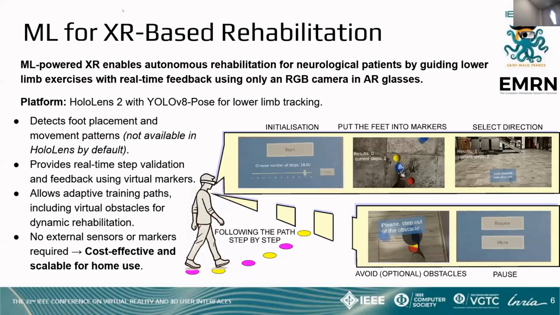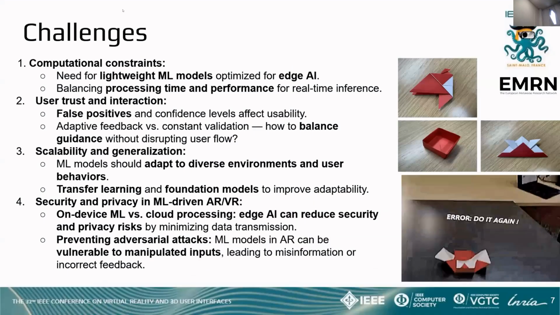And the last thing we also implemented is a system for helping people in rehabilitation. And this is also based on the same technology. Everything sits inside and is making it possible to follow the path to train your lower limbs if you have some problems that need to be rehabilitated.